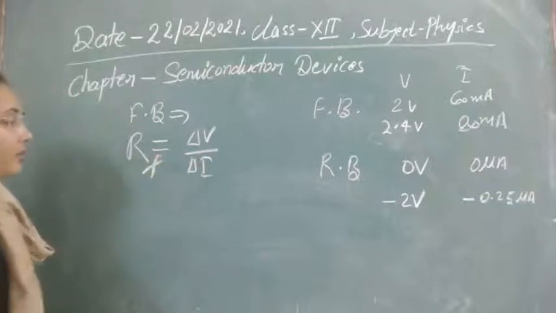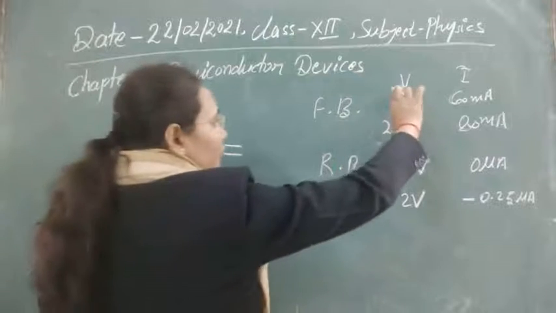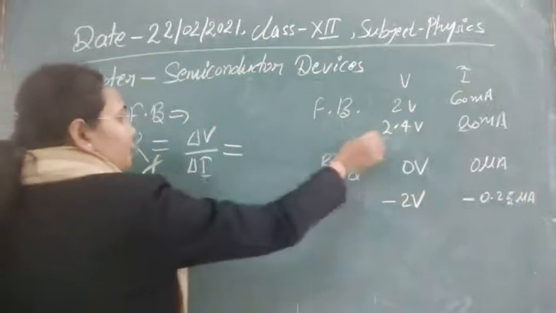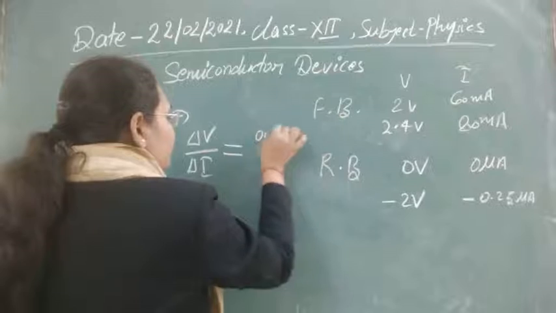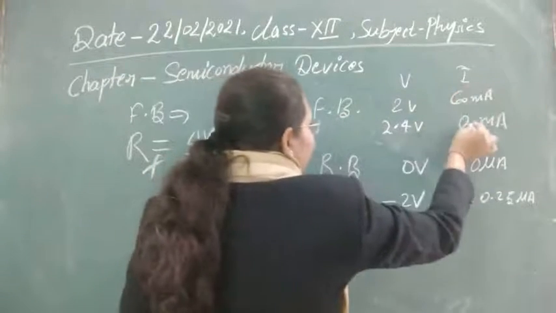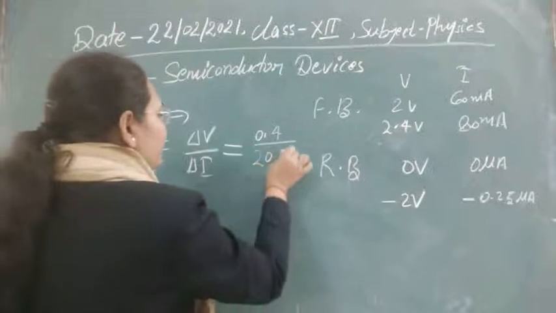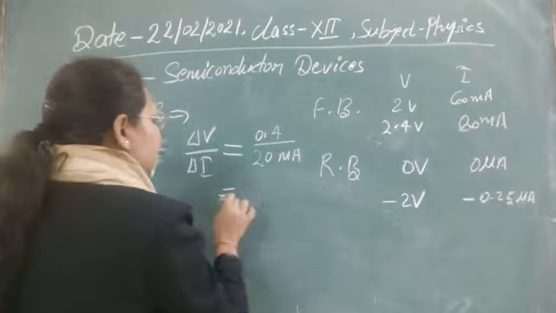So RF is the forward resistance, then we can calculate it. The value of delta V will be 2.4 minus 2, so if you solve it, this will be equal to 0.4 volt. And here the value of delta I will be 80 minus 60 milliampere, so this will be equal to 20 milliampere.